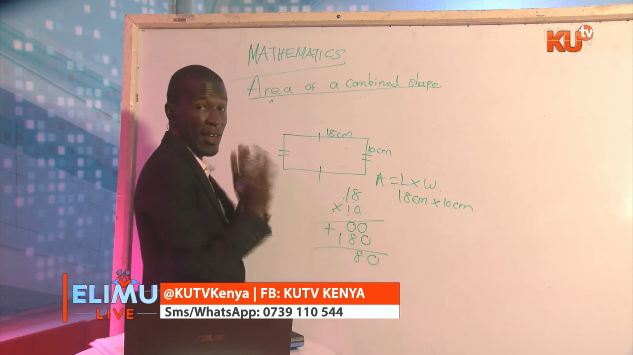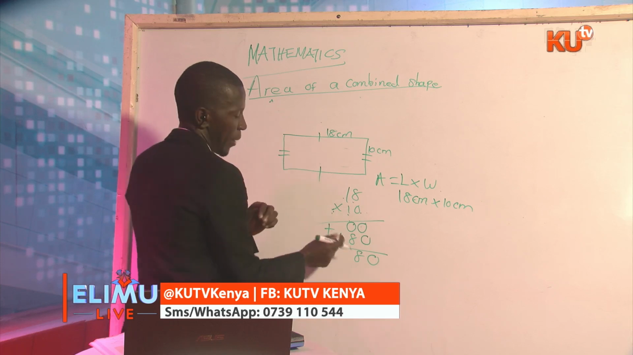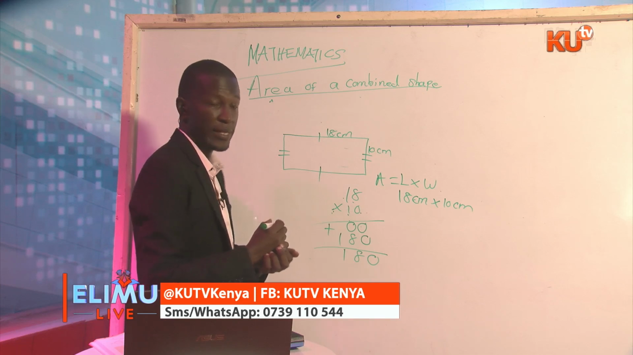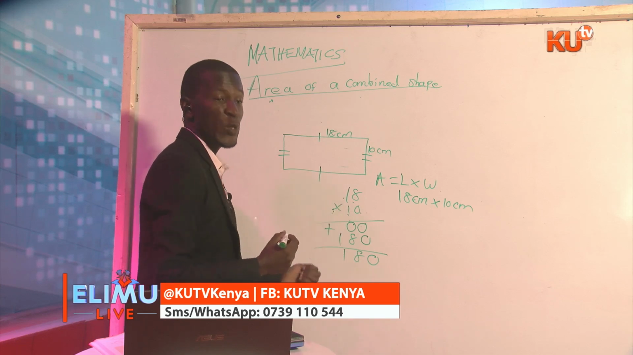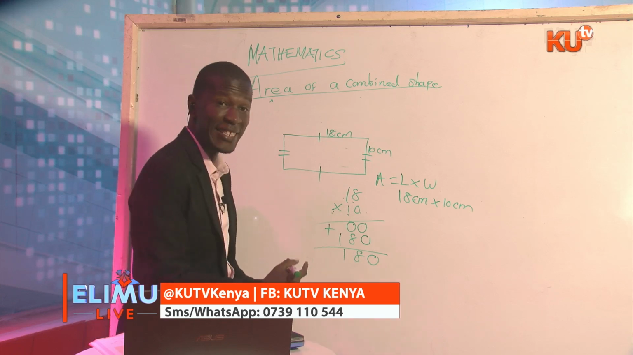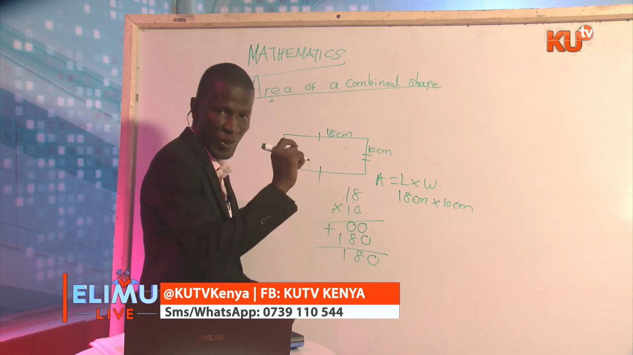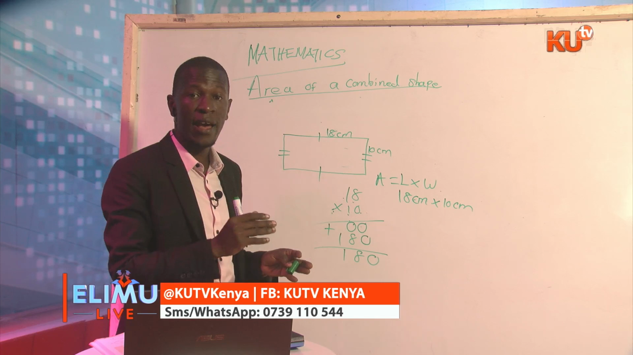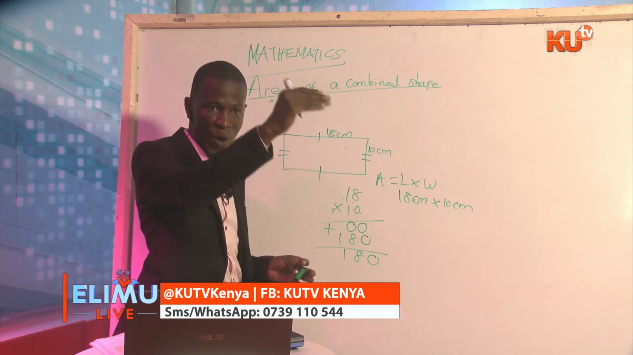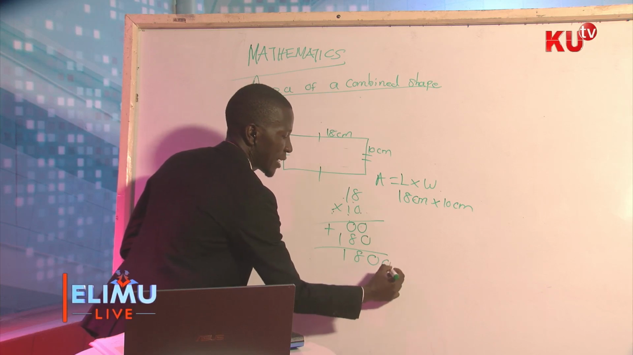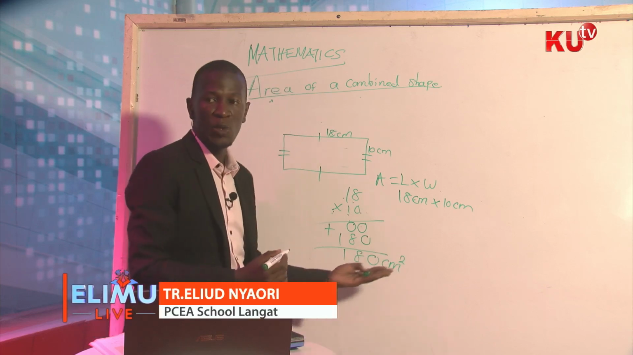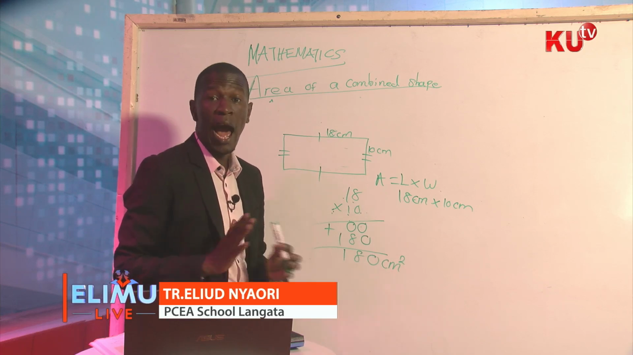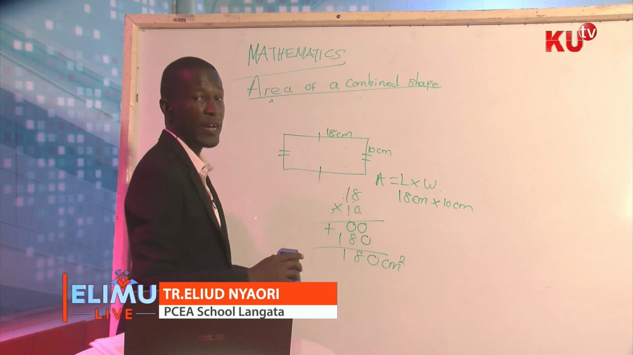Then there is no number here, so we assume it is 0. Plus this one, what do we get? 1. That simply means 18 times 10 is equal to 180 centimeters square. Remember, I've said everything when you're doing area, you must conclude by square. So we have 180 centimeters square, a small 2 which represents the square. That is how to get the area of a rectangle.